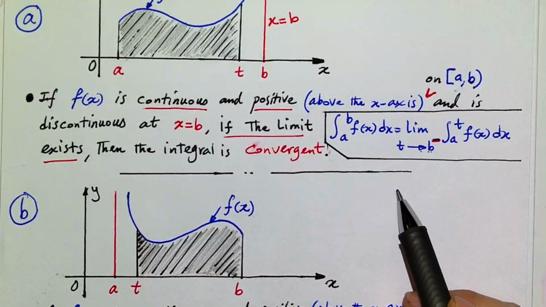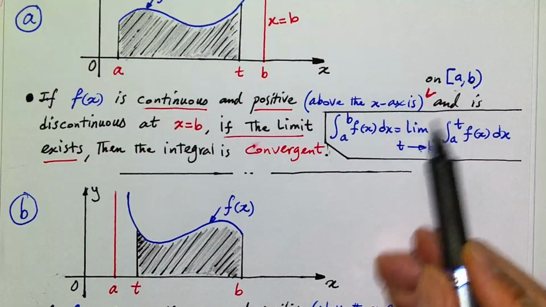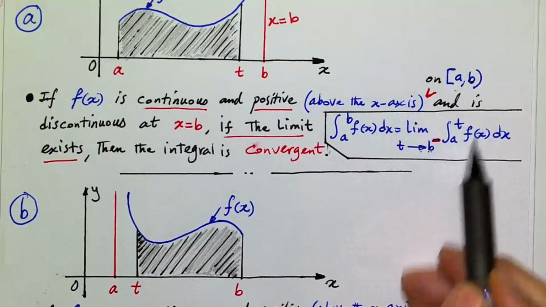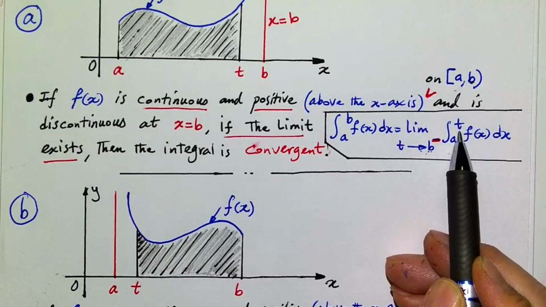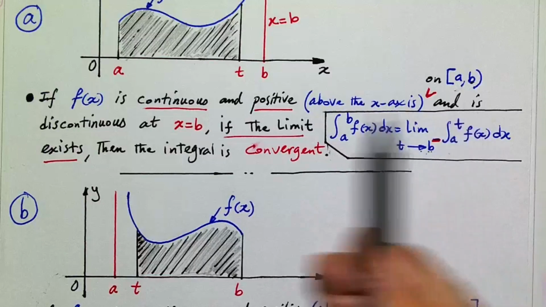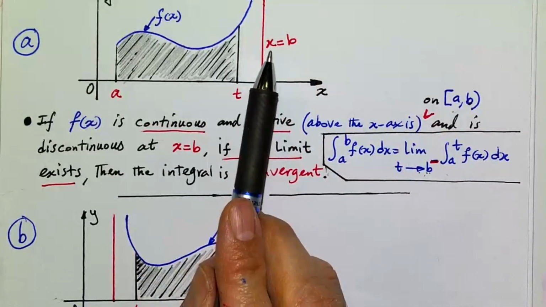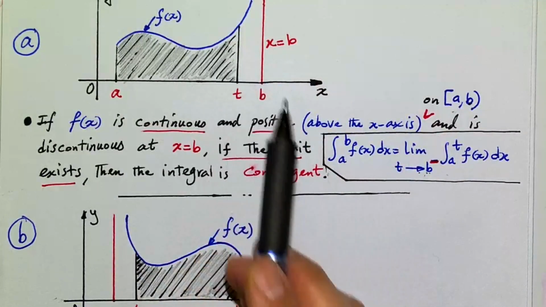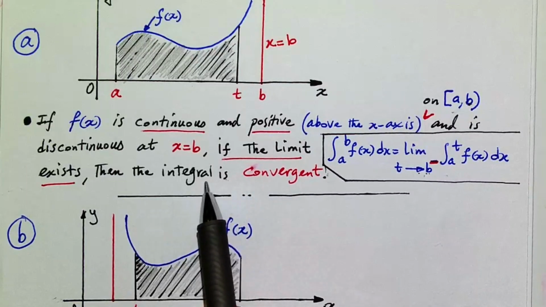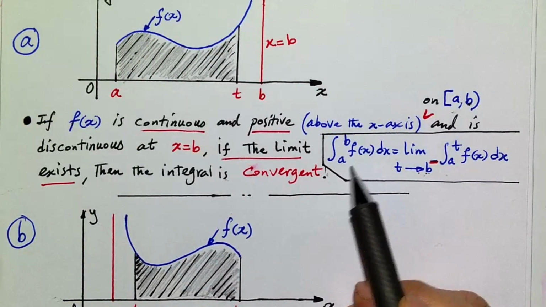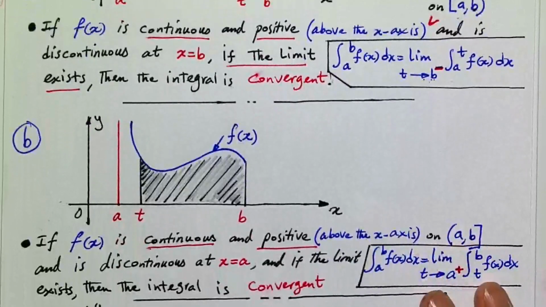Okay? Then we evaluate that integral. And if this limit exists, as t approaches that vertical asymptote quantity, x equals b, then we say that the original integral is convergent. Otherwise, we say that it's divergent.